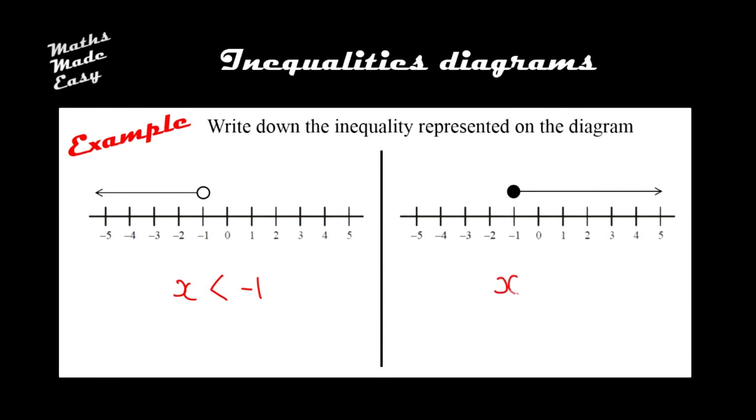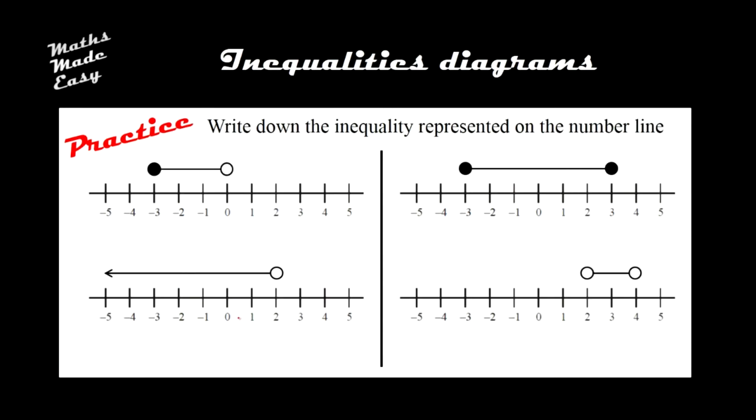For this one here, I have x and I have -1 again, and this time all of the numbers are greater than -1. So I have this symbol, and it's greater than or equal to because the circle is shaded in. Here are 4 questions just like this for you to have a go at them. Press pause, write down your answers, and then press play, and I'll tell you what the answers were.